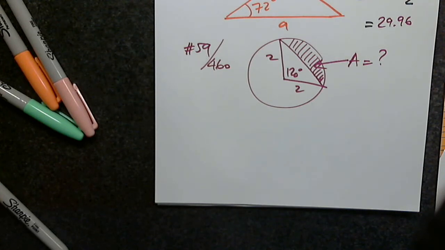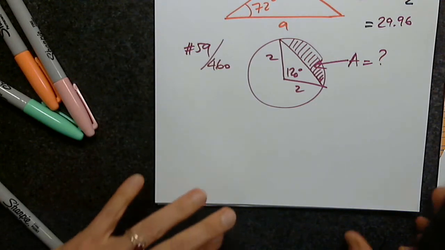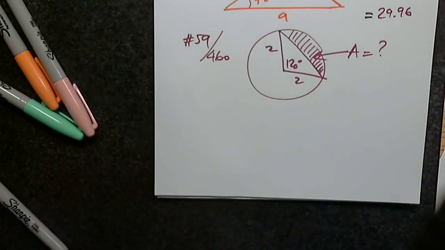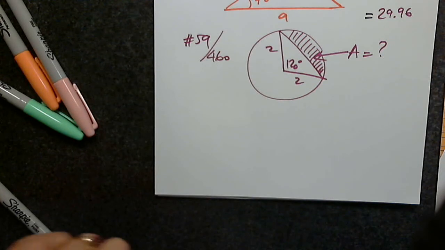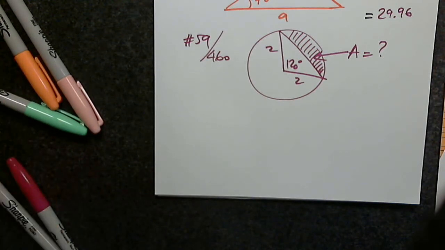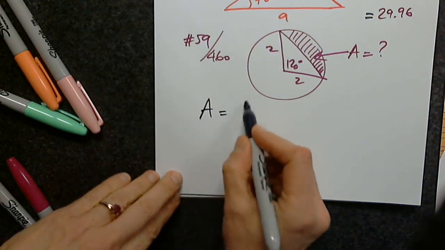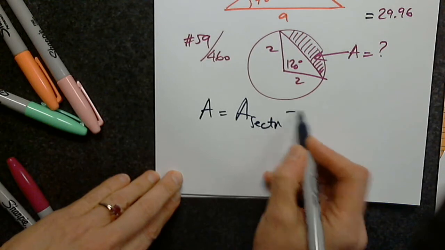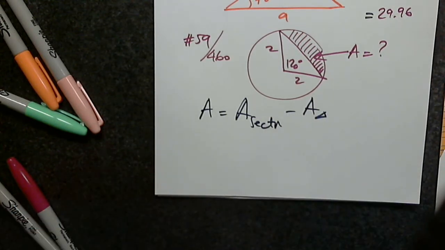Was that 120? Yes, 120 degrees. Any suggestions on how to determine the shaded area? So we take the area of the whole sector and subtract the triangle. Very good. The area of the entire sector, because I have a formula for that, and I subtract the area of the triangle. I have the two sides and the angle in between, so I can find the area of the triangle.